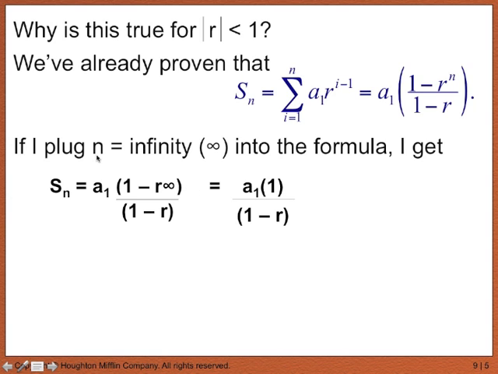Now I know that it's not exactly the same, but what we're talking about is something you're going to see in calculus, a number that it approaches. As n gets very large, and as n approaches infinity, r, the fractional r, raised to that large exponent approaches 0, and therefore this 1 minus r to the infinity starts to look just like 1. So a sub 1 times 1 minus r to the infinity becomes a sub 1 times 1, and 1 minus r doesn't change. That is the same as a sub 1 over 1 minus r, which we set out to prove.